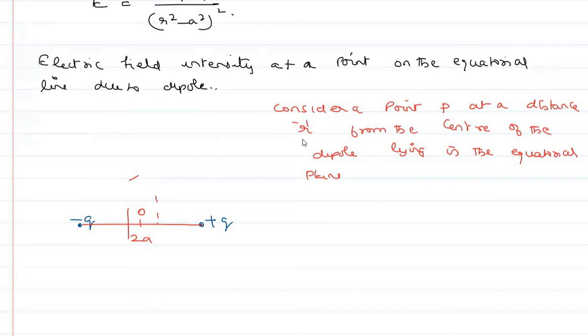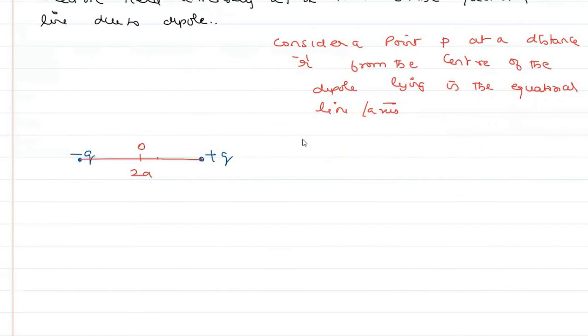If you don't want to talk about a plane, you can just say it is two-dimensional. Here you are talking about a single line. You can use that also. Now, we have considered the point P here, which is at a distance R from the center of the dipole.